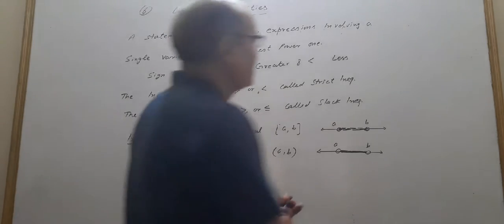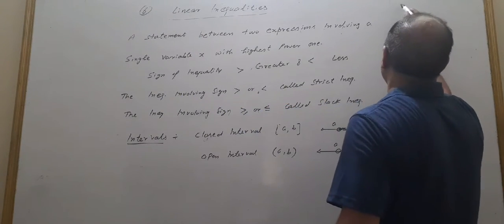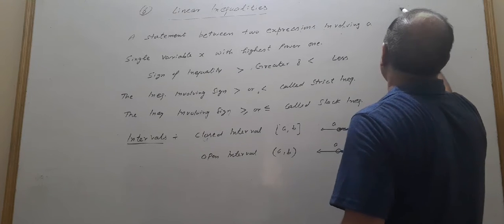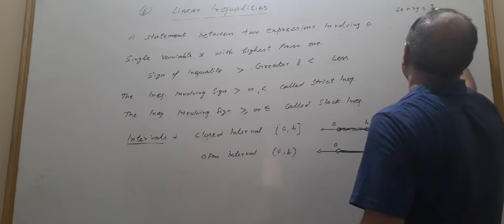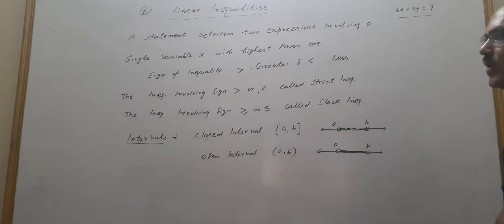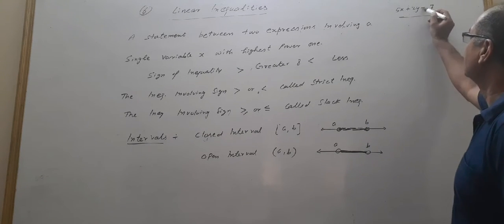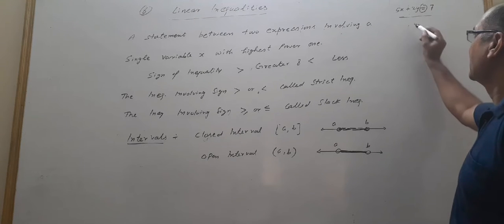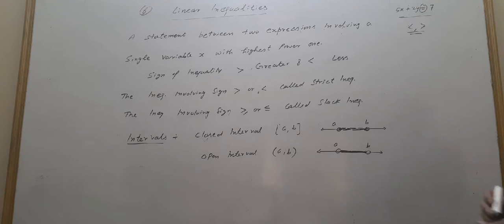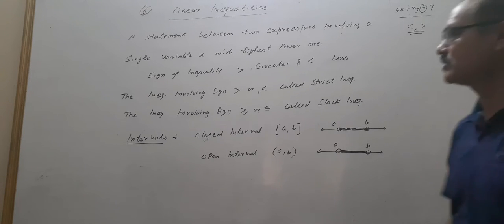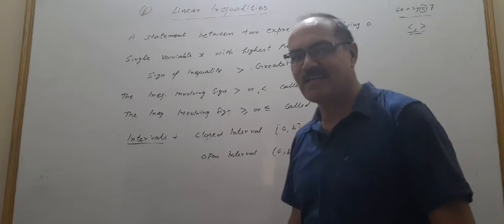You studied equalities. In junior classes, you studied an equation like this: 5x plus 2y is equal to 7. So this is the case of equality. If I change the sign of this equality into less than or greater than, this is called a linear inequality. So the chapter is linear inequality. What is the linear inequality?